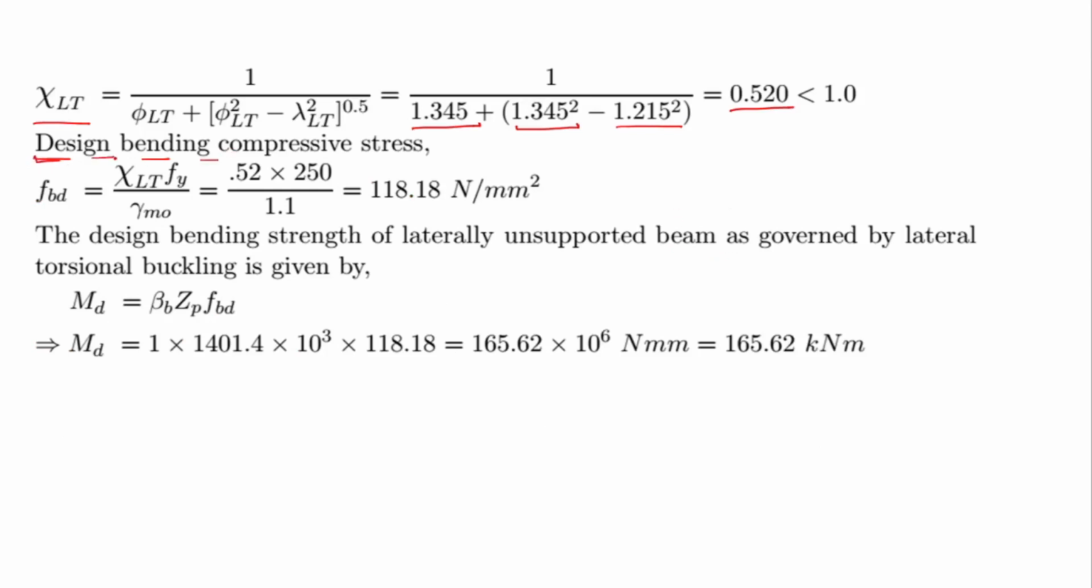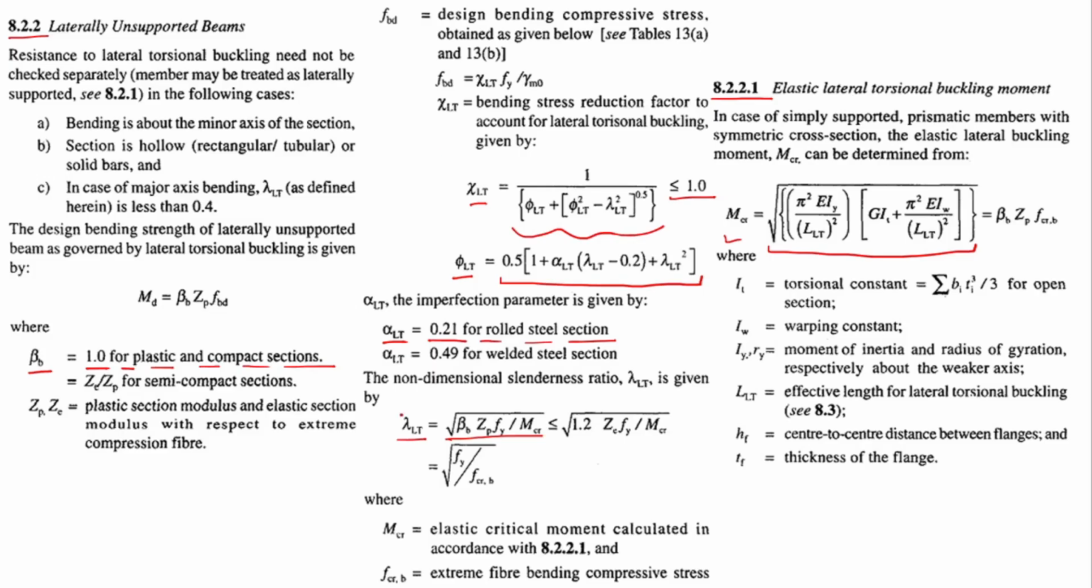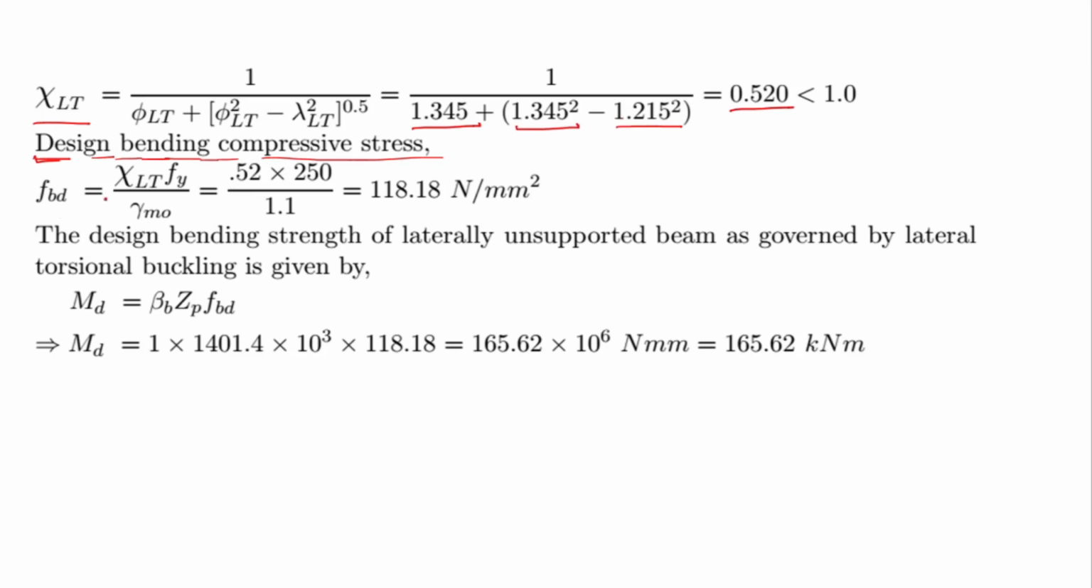Now we have to calculate design bending compressive stress. Here FBD is equal to xi LT Fy by gamma m naught. We have calculated the value of xi LT, then Fy is the yield stress, which is 250, and gamma m naught is the partial safety factor, which is 1.1, and it is taken from table 5 of IS 800. So finally the design bending compressive stress is calculated as 118.18 Newton per mm square.